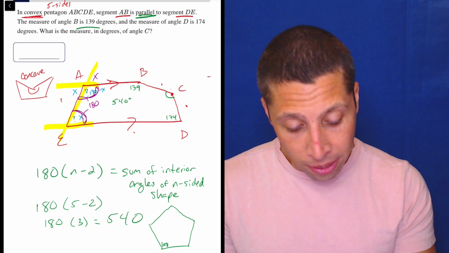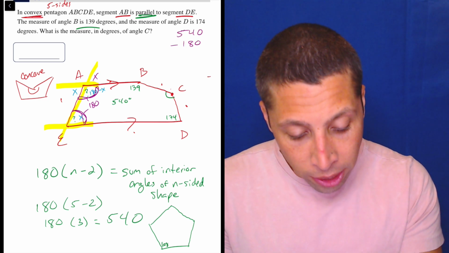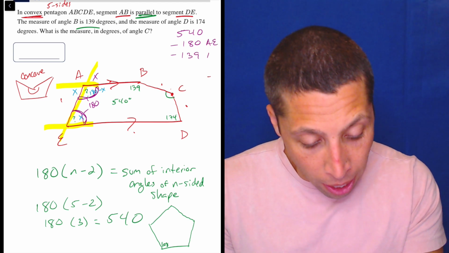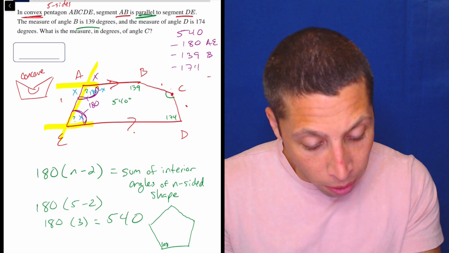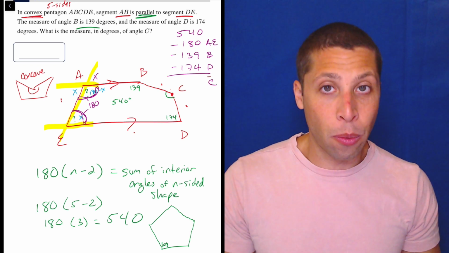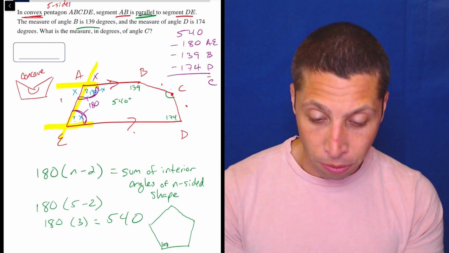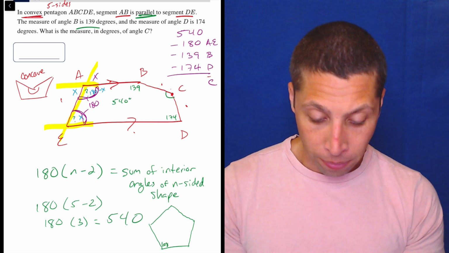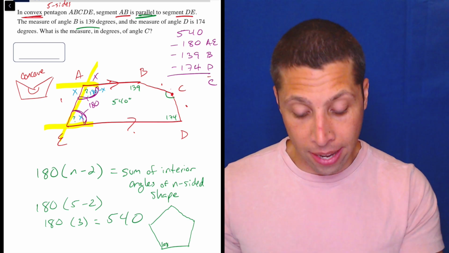So what this means is now we have our 540 total degrees. We have 180 degrees taken care of from angles A and E. We have 139 from B, and we have 174 from D, meaning that whatever's left over is the thing we want. So I'm just going to go to my regular calculator here, not going to bother with this in Desmos. So 540 minus 180 minus 139 minus 174 is 47, and that is the answer.